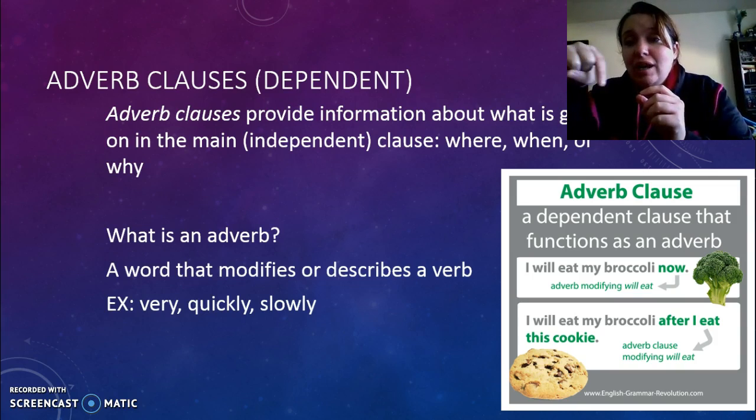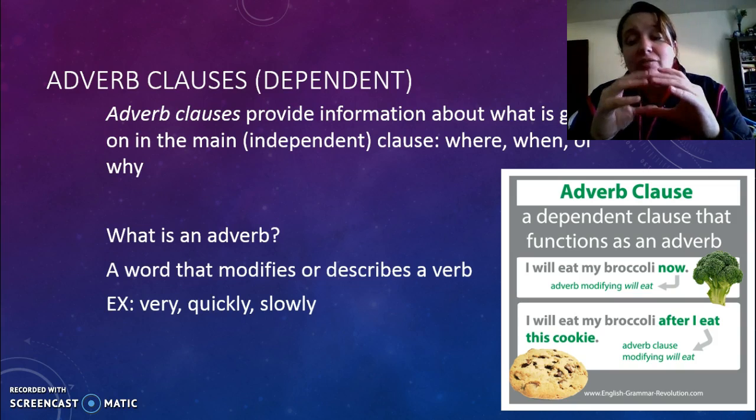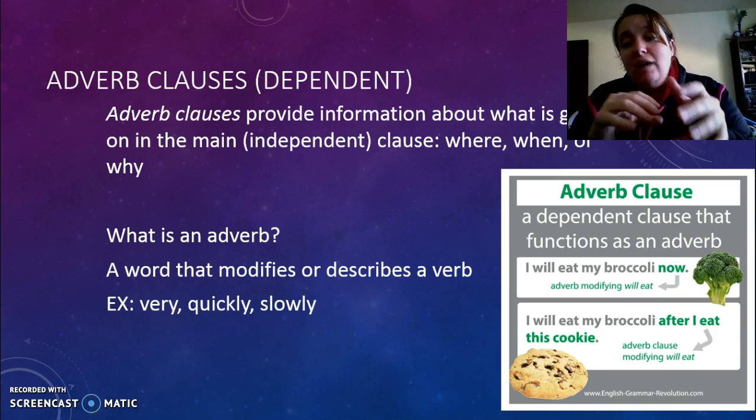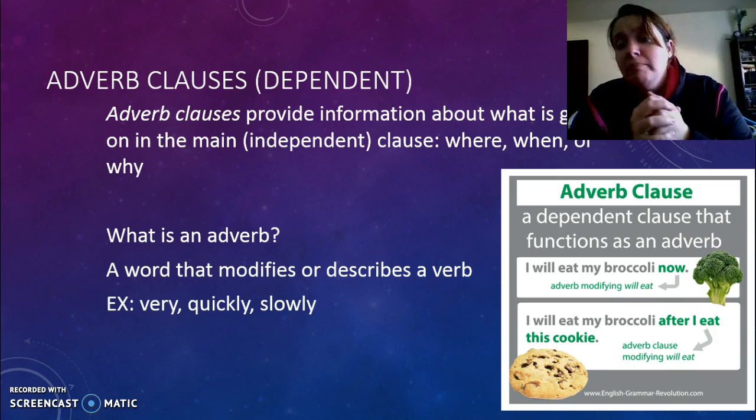If you look right below us, you see a little infographic on adverbial clauses. You see an adverb here that says now. I will eat my broccoli now. That's modifying when we will eat. Okay?